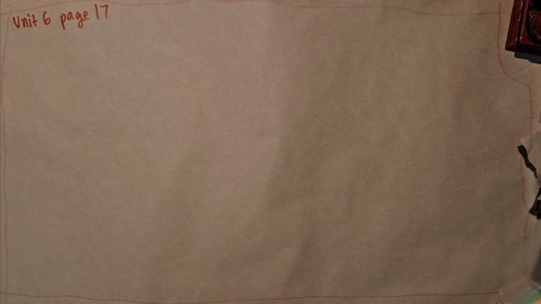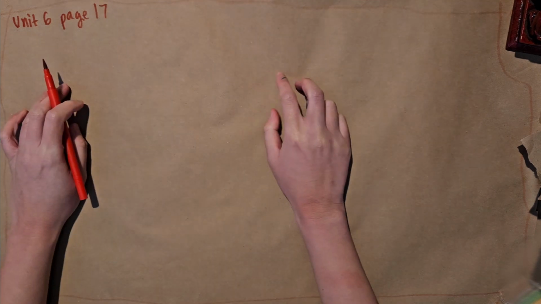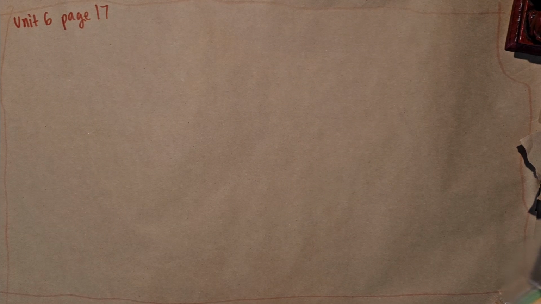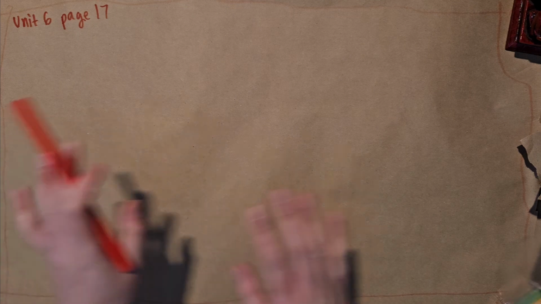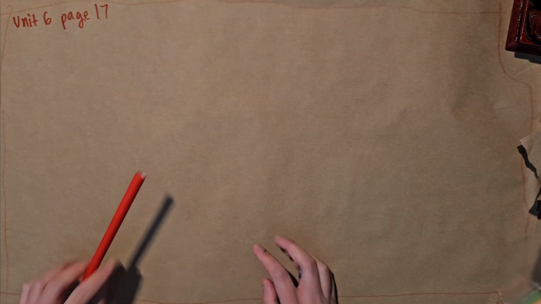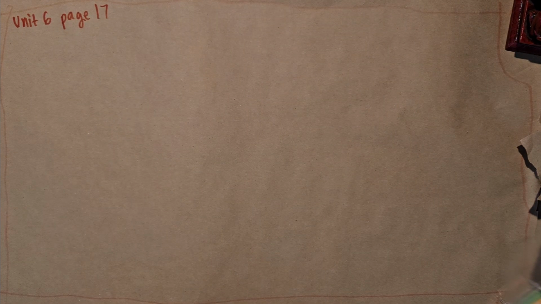Okay, almost done. We are on Unit 6, page 17, and we are going to be doing transcription, RNA processing, and translation. So there's a lot going on at the same time. I'm going to try to break this down into baby steps.